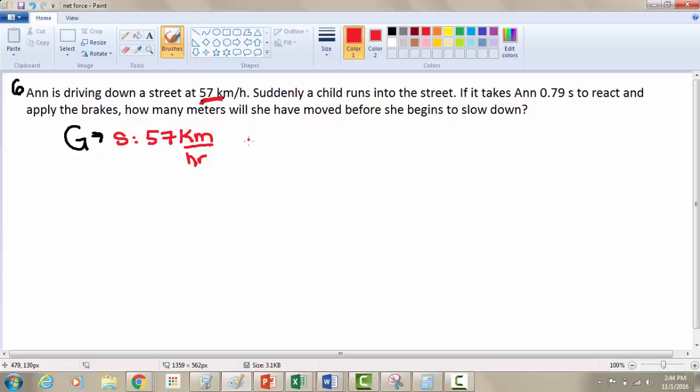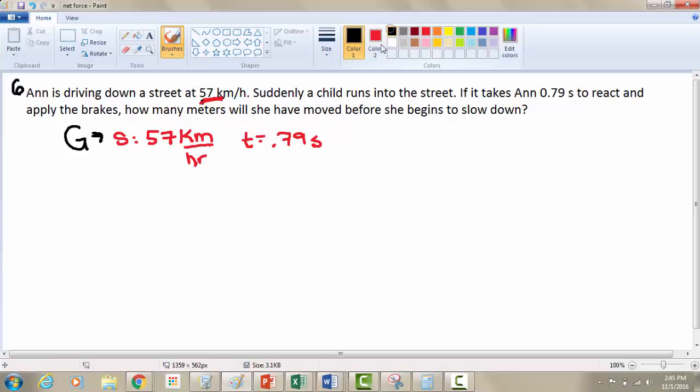We're also told that it takes Anne 0.79 seconds to react. This is a time, I know, because of its unit of seconds. So I'm going to put t equals 0.79 seconds. All we know is that this is what occurs before she's able to hit the brakes. This means that she's moving at a constant velocity and she's in dynamic equilibrium.